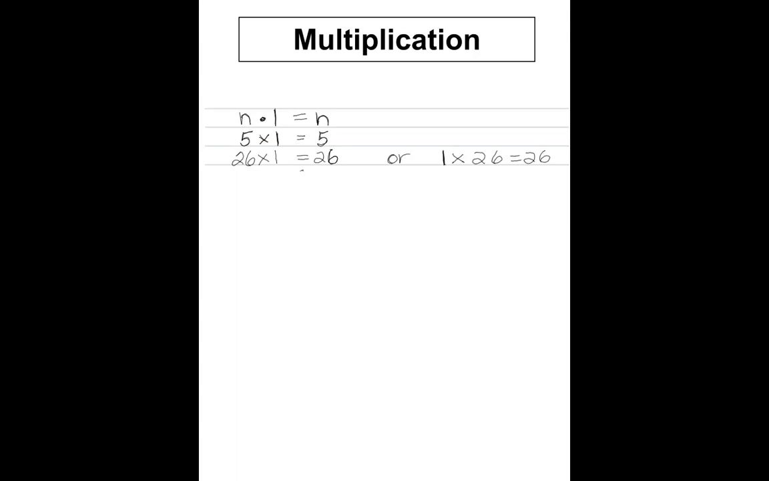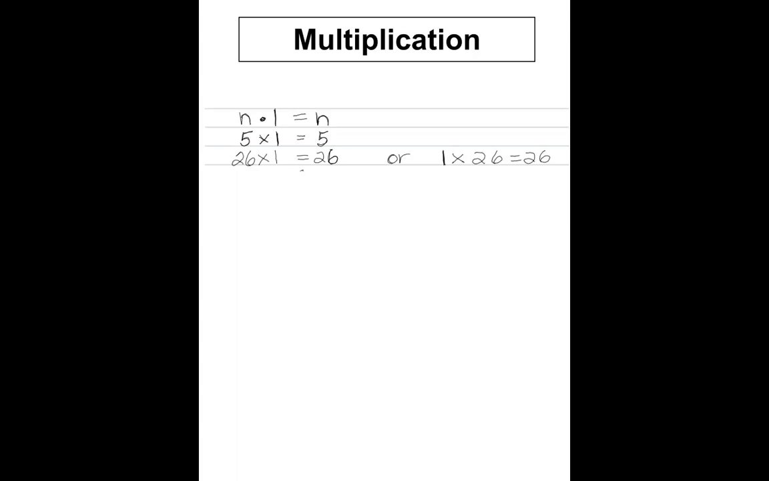If you have 5 and you multiply it times 1, you get 5. Notice that I used a dot when I have a variable, but you can use a dot or the multiplication sign when I'm using numbers. Another example would be 26 times 1, which would be 26. Or another interpretation of that would be if I have 26 groups of 1, I would have 26 total. Or if I had one group of 26, I would still have 26 total.